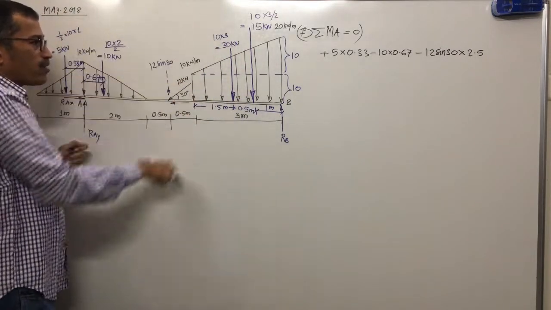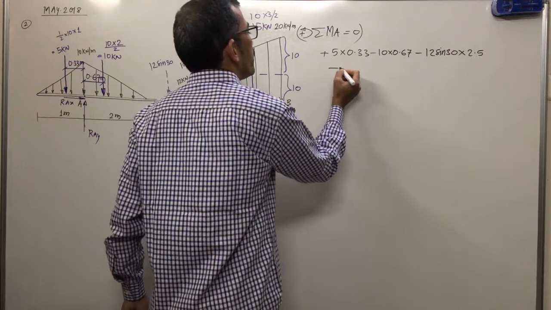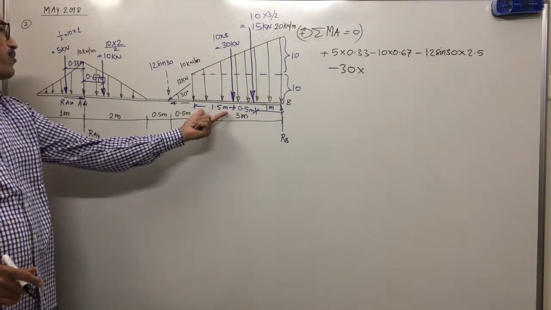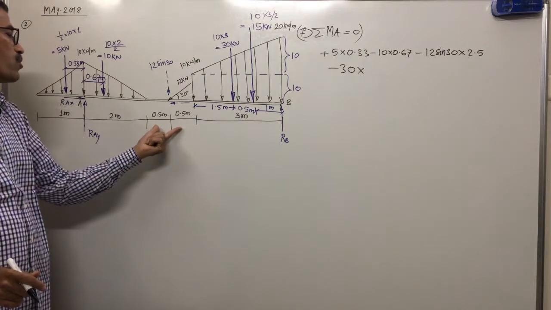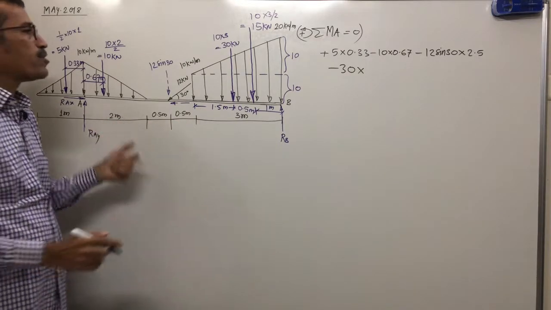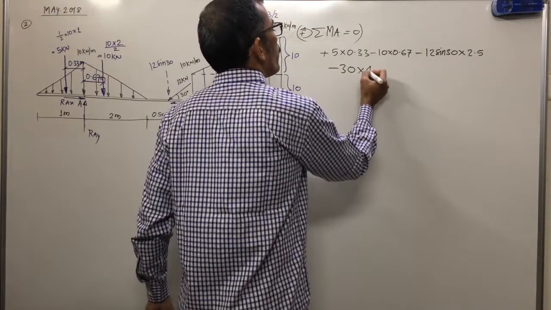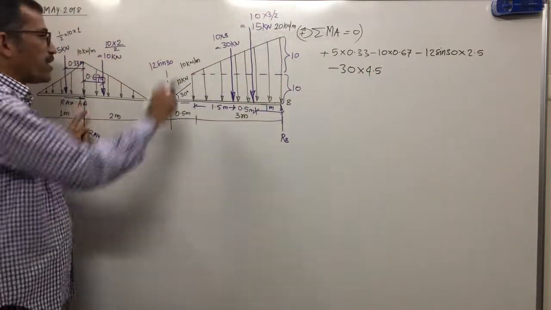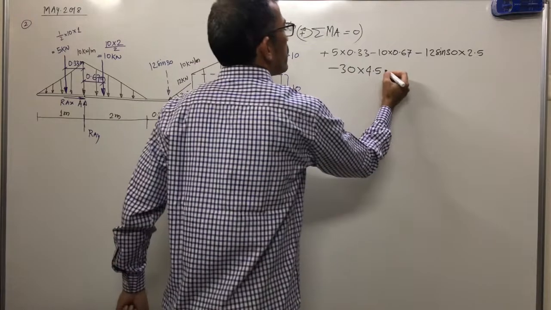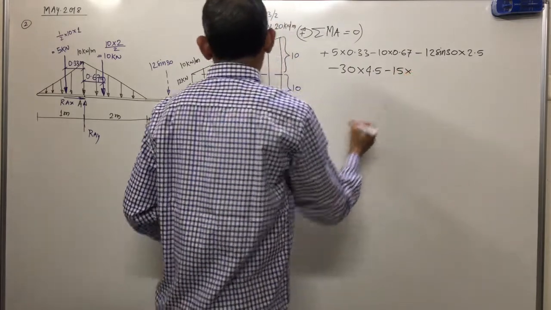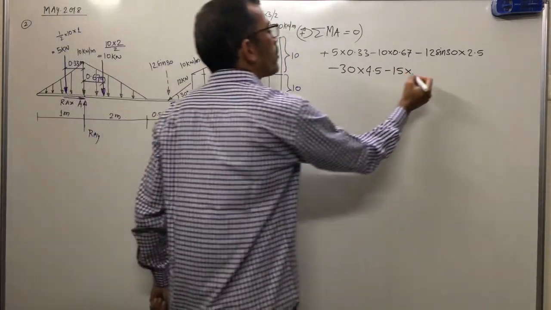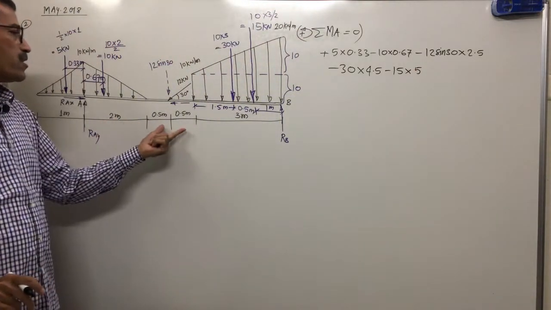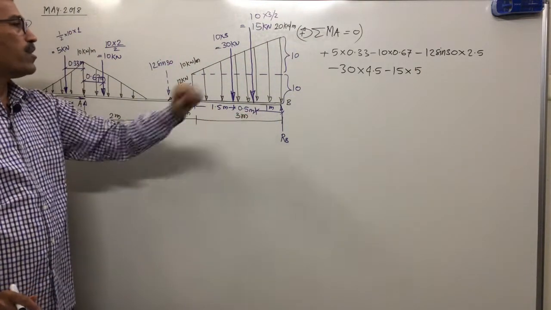After this, next is 30 kilonewton. Again the moment is clockwise, so we write 30 into distance 1.5 and 1, 2.5, and 2 means 4.5, right? 4.5. Moment of 15 kilonewton about A is again clockwise, so minus 15 into distance, additional 0.5, that is 5 meter, correct? Just check: 2 plus 1 is 3, 3 plus 2 is 5.